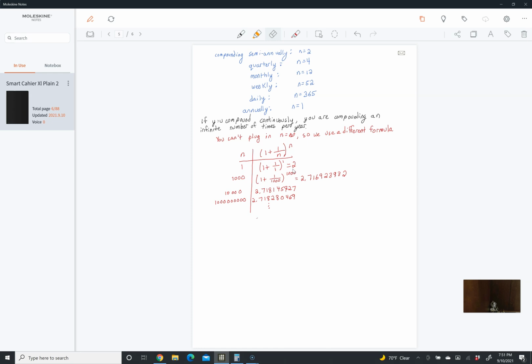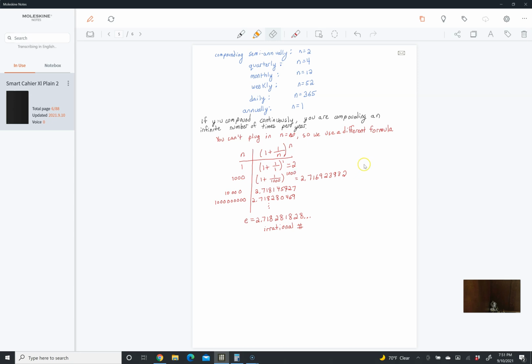Now we could keep going, and I'll tell you what we get if we keep going. We get 2.718281828, and it keeps going. This is an irrational number. We get closer and closer to this number, and this number is called E.